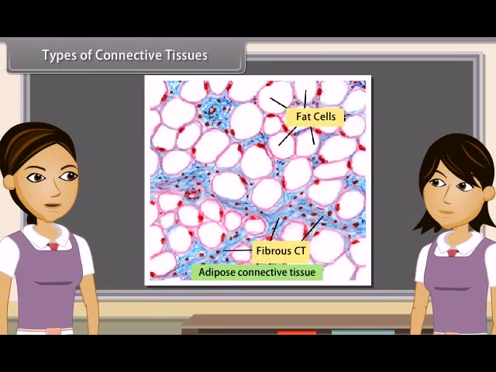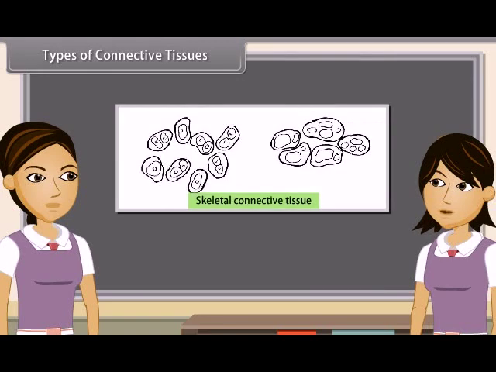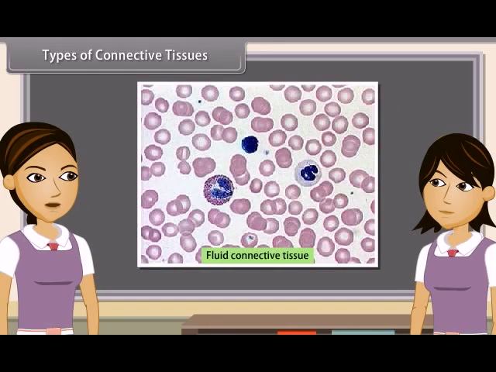Adipose connective tissue is basically an aggregation of fat cells, also known as adipocytes. These fat cells are oval or round, filled with a large droplet of fat. Skeletal connective tissue contains cartilage and bone, which form the endoskeleton of vertebrate body. Fluid connective tissue links the different parts of body and maintains a continuity in the body. It includes blood and lymph.